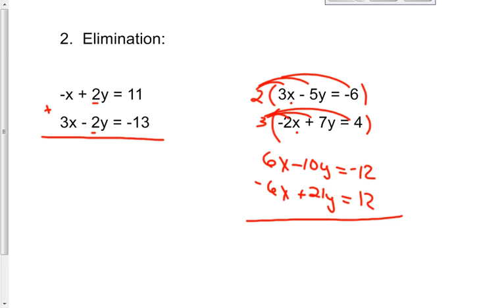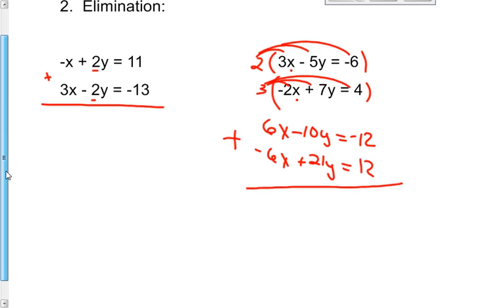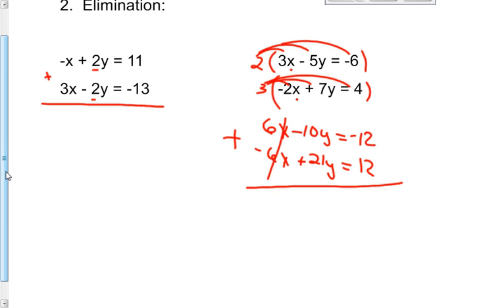And then on the second equation, negative 6x plus 21y equals 12. I have a positive 6 and a negative 6. In order to eliminate those, I again would have to add. 6 plus negative 6 would get eliminated. Negative 10 plus 21 is 11y. And then negative 12 plus 12, 0. And dividing, we get y equals 0. So the first piece to our system is y equals 0.